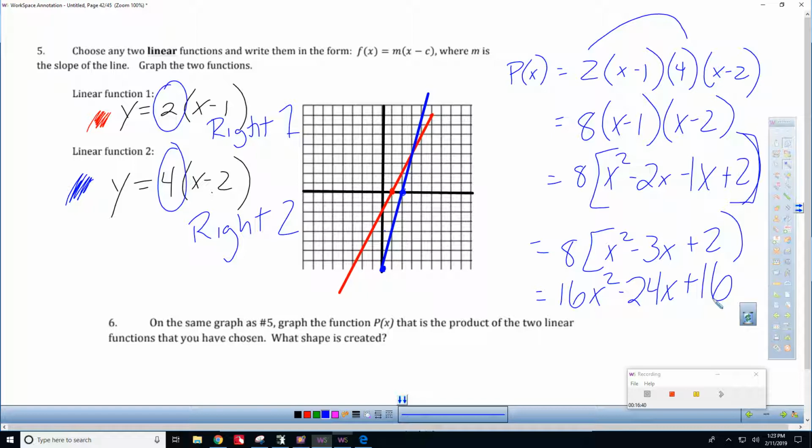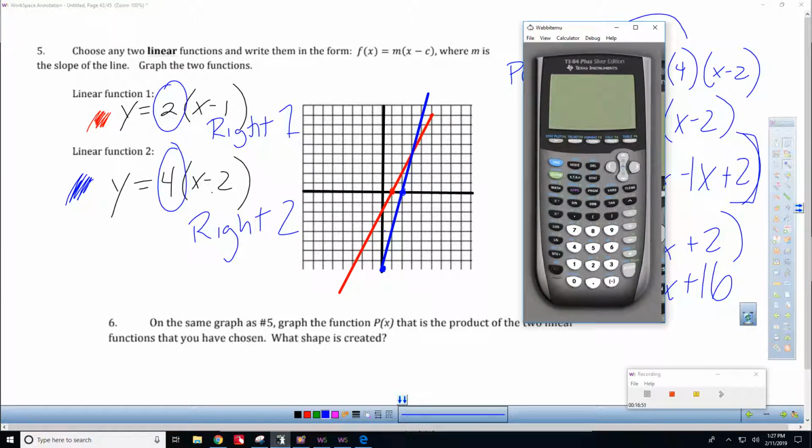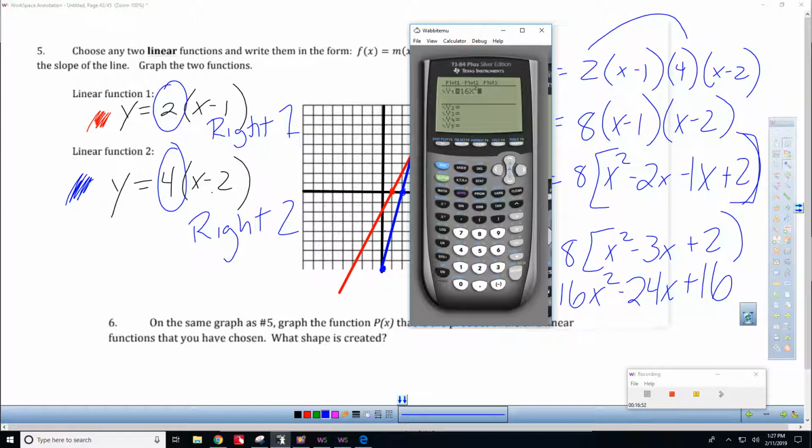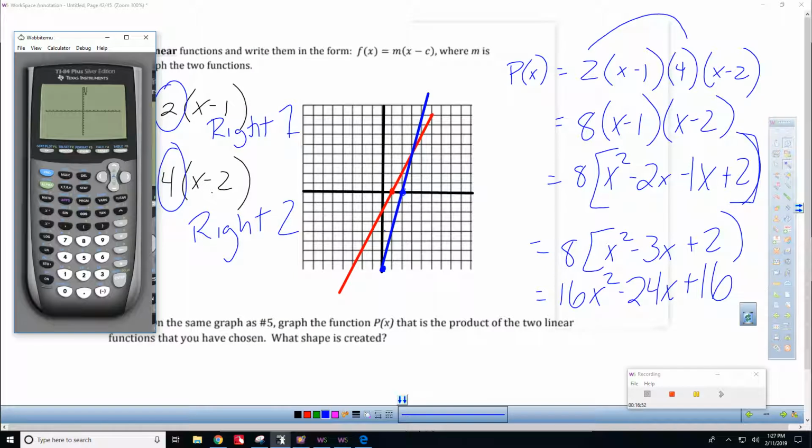So let's graph that in our graphing calculator. 16, negative 24, 16. So y equals 16x squared minus 24x plus 16. This is going to be a funky graph. It's probably going to be off. Okay, and it's almost off the charts. So that's kind of weird that they ask us to do this.